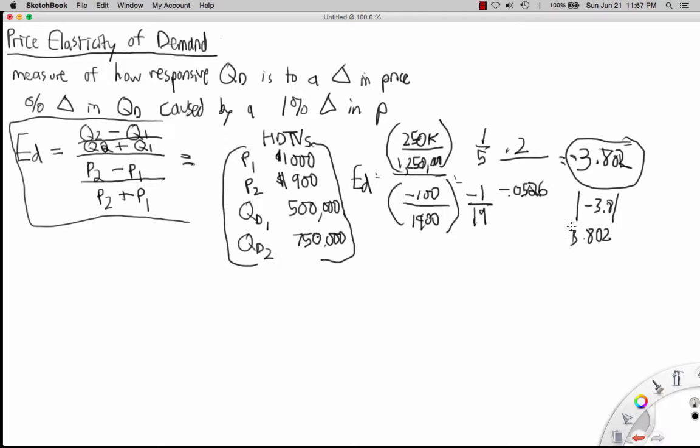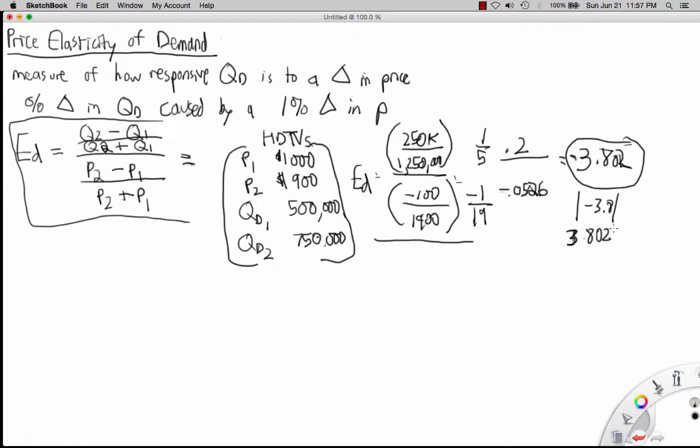The reason why you always get a negative is because of the law of demand. You're always going to have a negative up top or below, and the reason why is because in keeping with the law of demand, anytime you see a price increase, you see a subsequent drop in quantity demanded of that good or service. Anytime you see a price decrease of a good or service, you're going to see a subsequent increase in quantity demanded of it. And so basically, you're either going to have a negative up here or down here. And of course, that means you're going to have a negative in your final value here. And we can't have that for reasons I'll explain shortly. So we take the absolute value of it, and we get, in this case, 3.802.